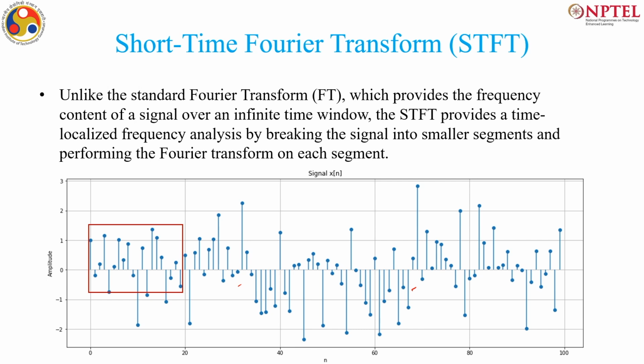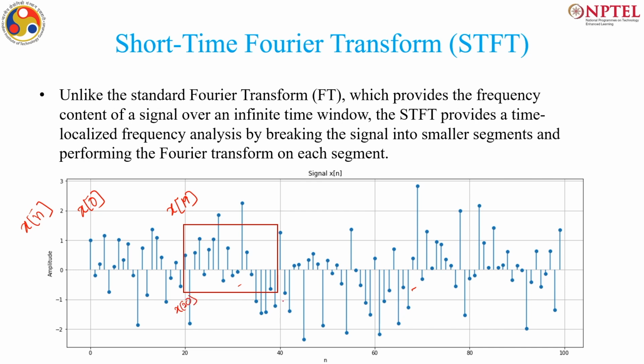If I select this first window, and this signal is x of n, then this sub signal is x of 0 to x of 19, and I will compute the DFT and have a spectra for this. This is a vector, and the DFT magnitude spectra will be another vector. Next, I will move this window from index 20 to index 39, and next I will do for 40 to x of 59, and similarly we will go on to other non-overlapping windows.